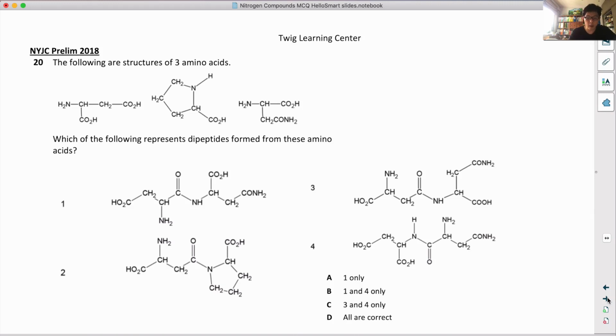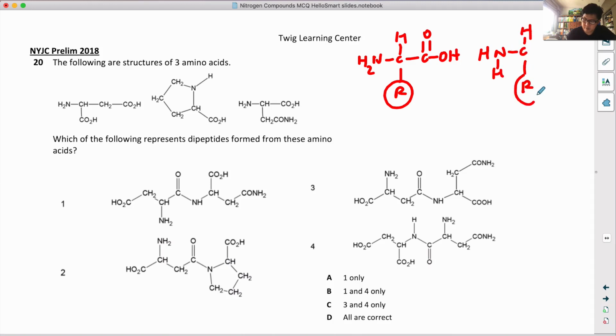Generally, when you form amino acids, you must realize that this is the R group. When you form amino acids, you always take away the OH and the H: the OH from the COOH and the H from the N. But take note, you always remove the water from the main chain, not from the R group.